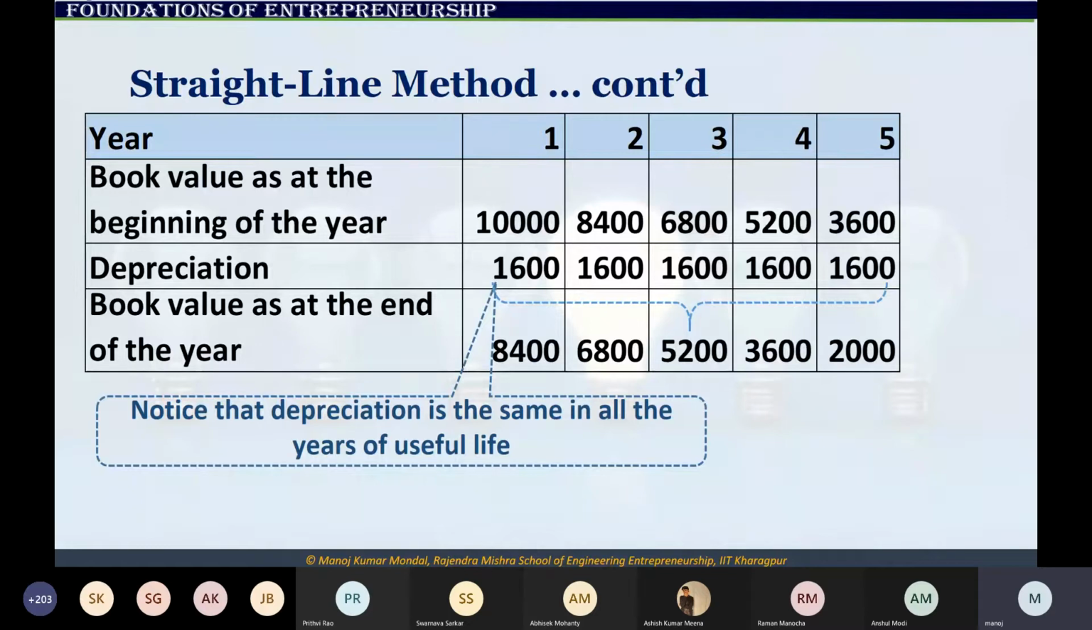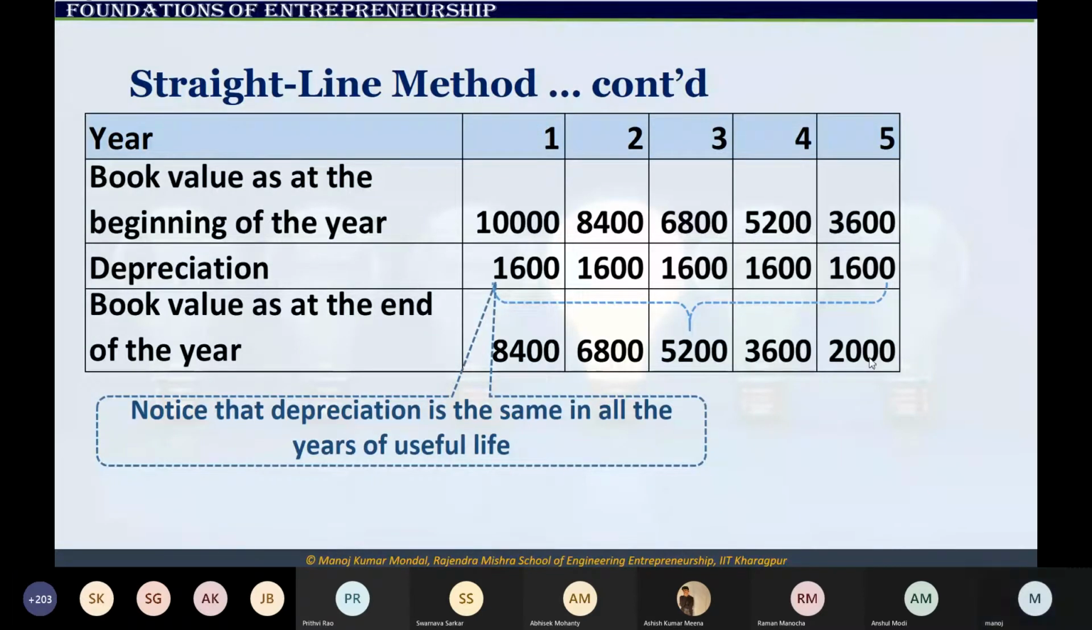I wish I could show you by writing on the board, would have been wonderful. Now this becomes the book opening value in the next year. So 8,400 becomes the opening value here. You deduct the same depreciation amount this year also, then you get 6,800 rupees. That 6,800 becomes the opening value in the next year. You again allow depreciation of 1,600, you get 5,200 as book value at the end of the year. Likewise, at the end you see there are 2,000 rupees.